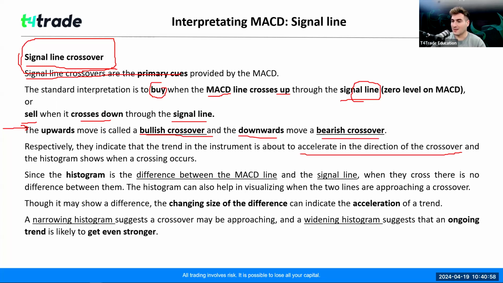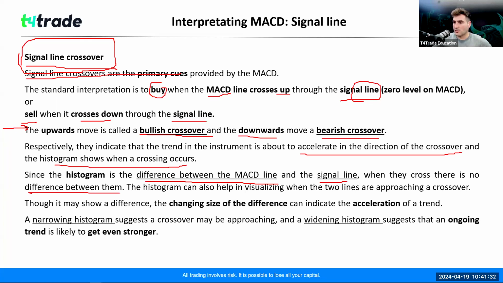And the histogram shows when a crossing occurs. Remember, when you get crossovers between the MACD and the signal line, the blue line and the red line, the histogram bar always records a value of 0, because you have the shift. This is where the shift occurred. So hence, the histogram is the difference between the MACD line and the signal line. So therefore, it's no surprise that you get a value of 0. When they cross, there is no difference between them.